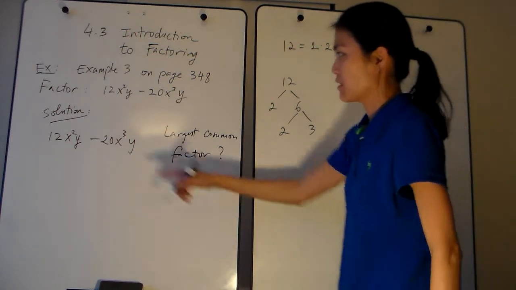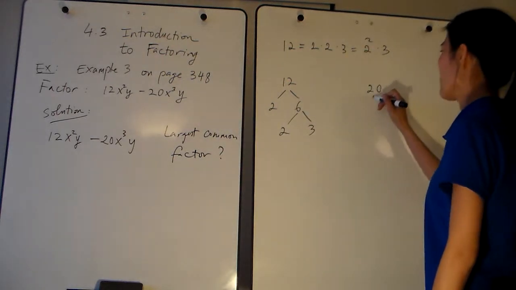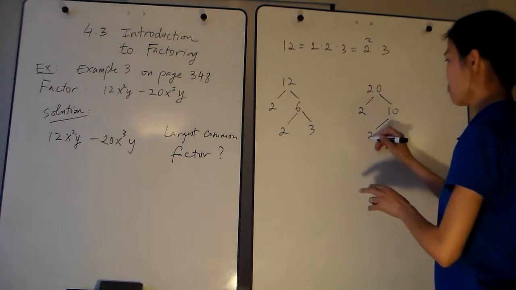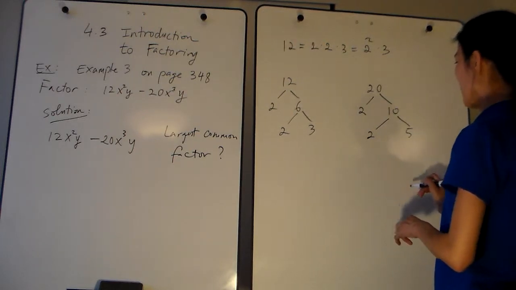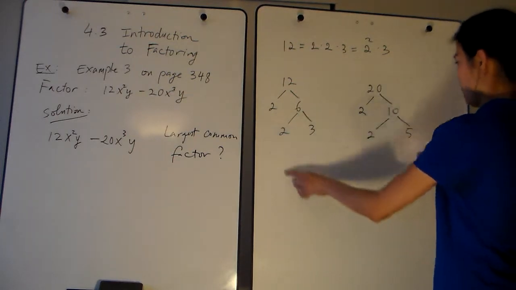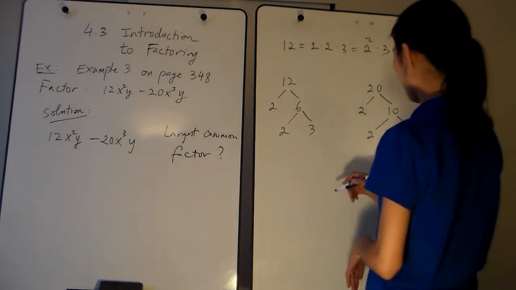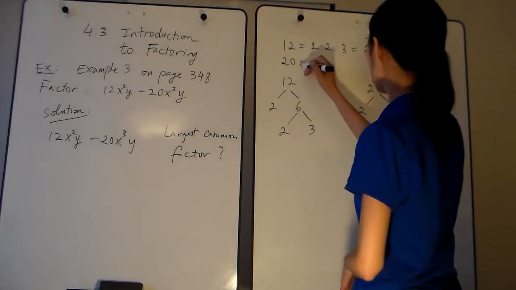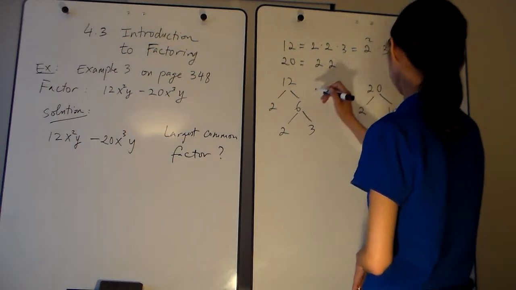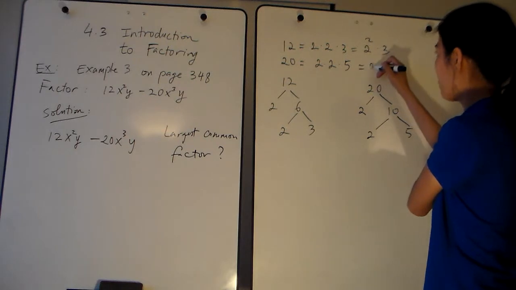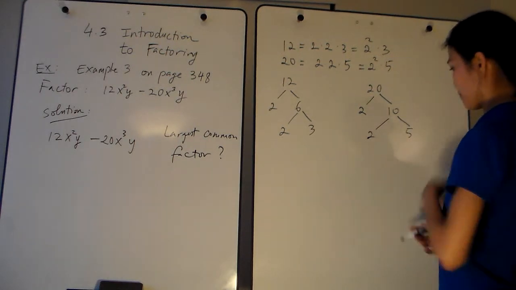For this term right here, it's 20. You factor out 2, you get 10. You factor out 2 one more time, you get 5. And this is it, because these are prime. You cannot factor any further. So for 20, you get 2 times 2 times 5. So 20 has 2 squared times 5.